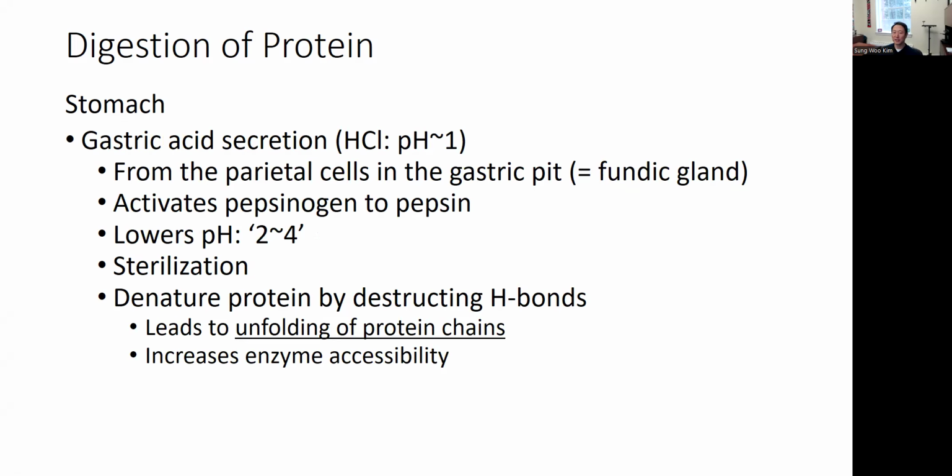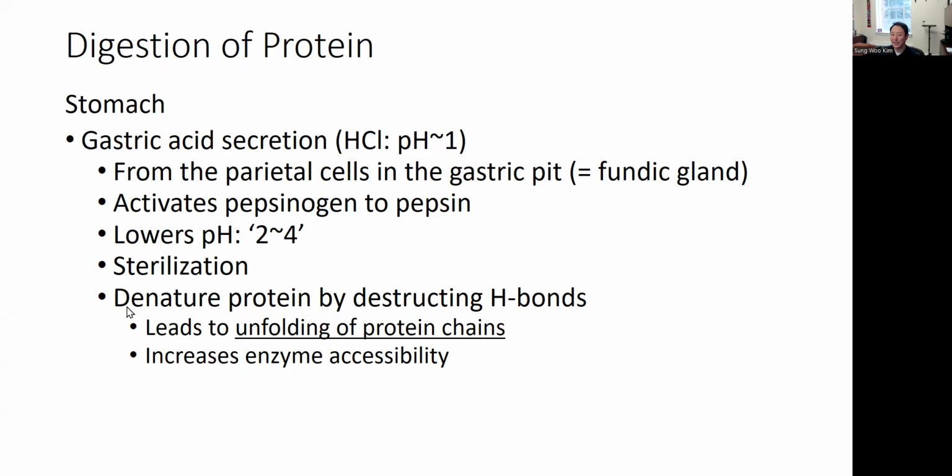Once gastrin causes the secretion of hydrochloric acid from parietal cells and pepsinogen from the chief cells, this is what happens after that. The hydrochloric acid from parietal cells will reduce the pH of the digesta in the stomach to around 2 to 4, very acidic. This hydrochloric acid has a function to sterilize, to kill the bacteria coming from the food.